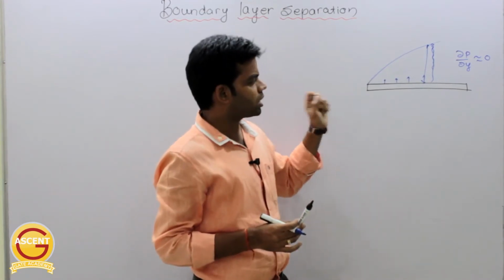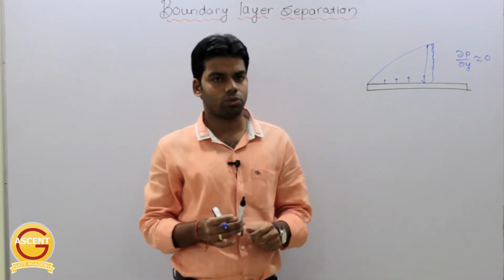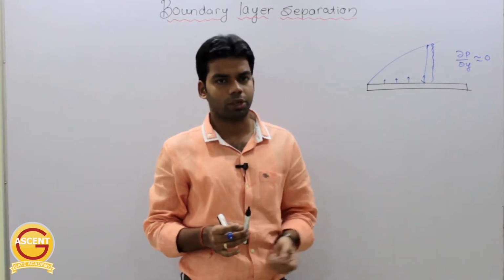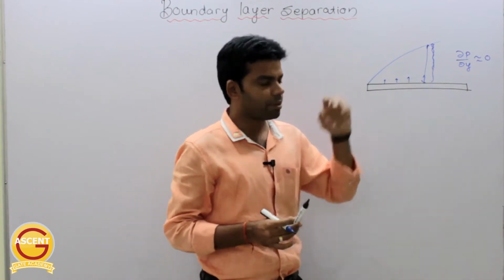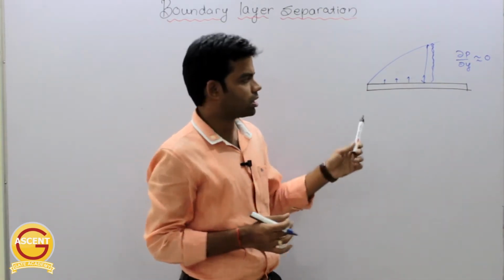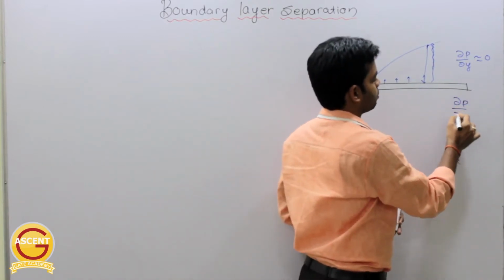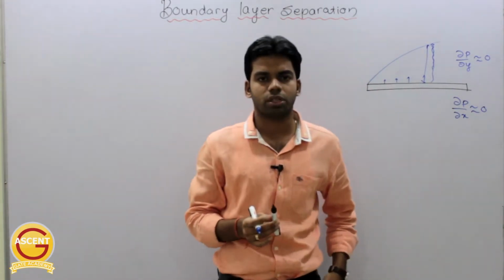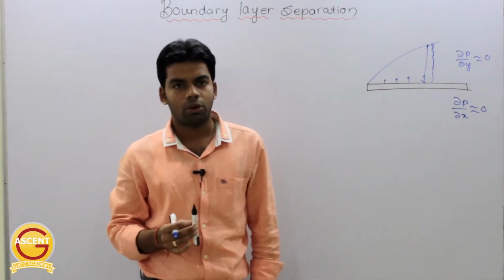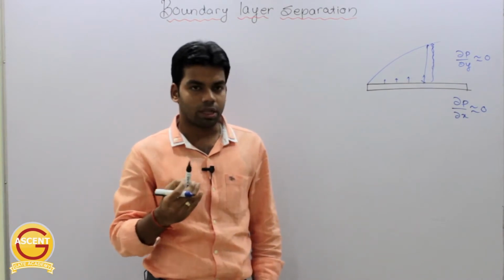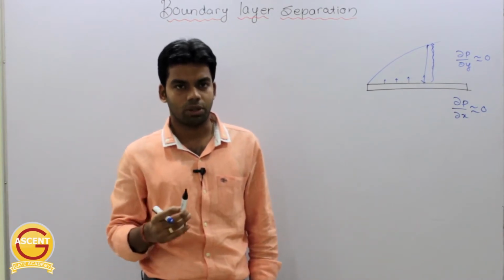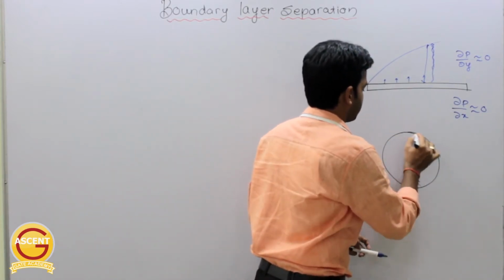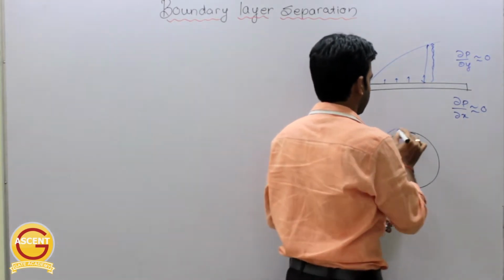Now what about the change in pressure in the x direction? Whether the pressure changes in the x direction or not depends on the shape of the body. If the body is a flat plate, as in this particular case, then the change in pressure with respect to x is also nearly equal to 0. That means pressure remains constant in the case of a flat plate. But if the air is flowing through a curved surface, suppose we have a sphere like this, and the air is flowing across this sphere.